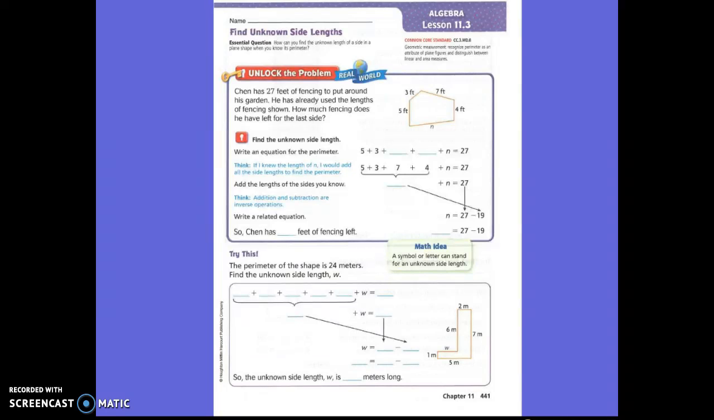Okay, boys and girls, today we're going to find the unknown length of a side of a polygon when you know its perimeter. They are giving you the perimeter. Okay, let's read the story problem.